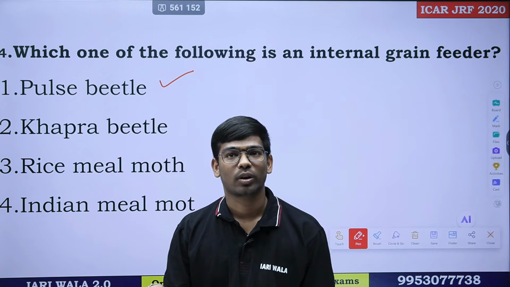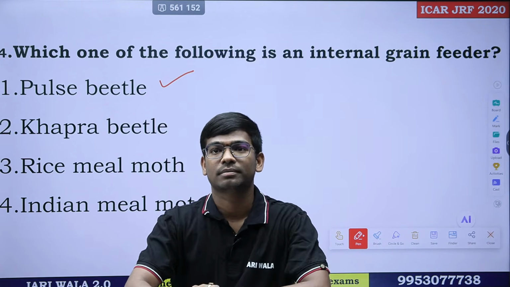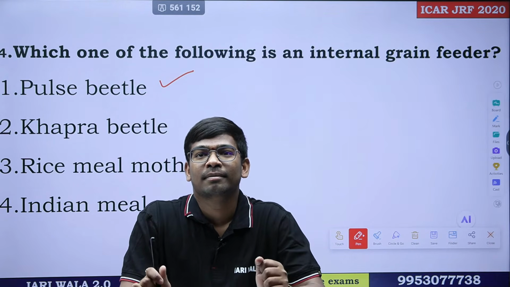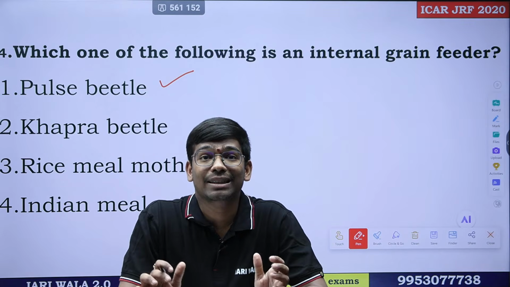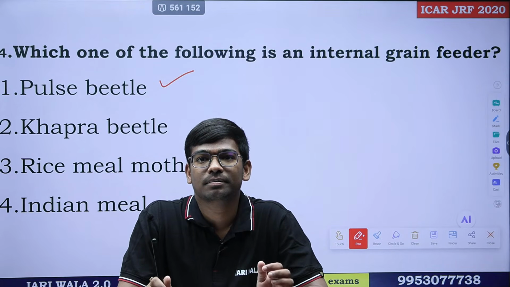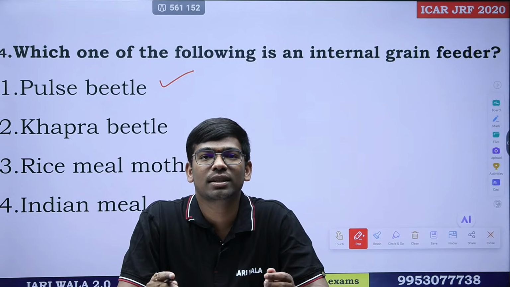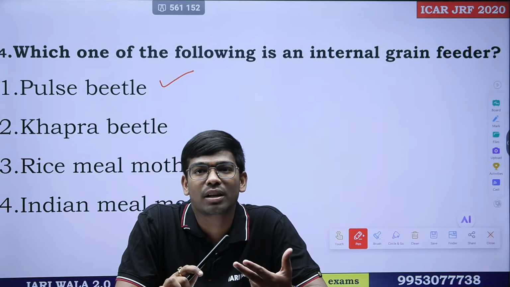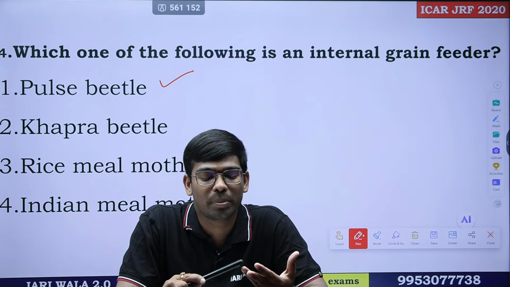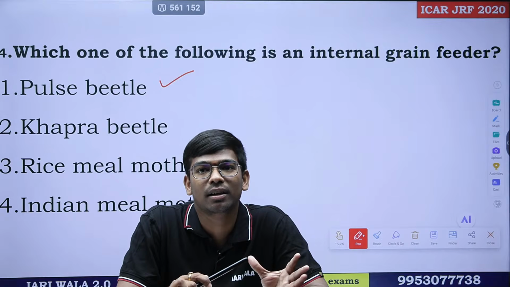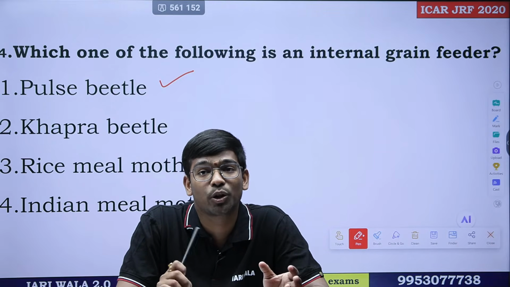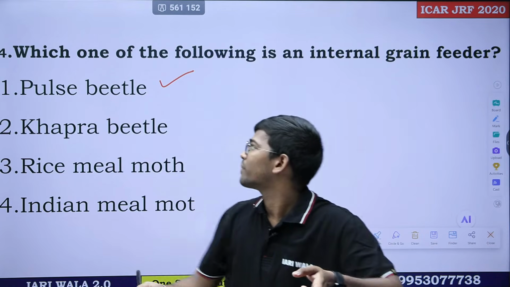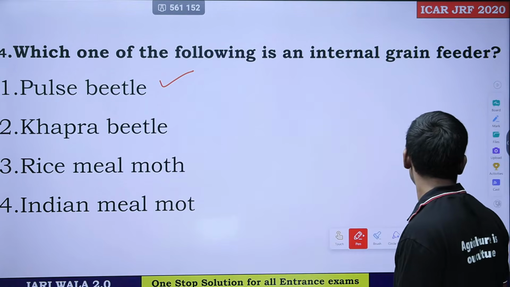Okay, so can anyone name them? What are the other internal feeders? Any few of them at least? So we were having like rice weevil, cigarette or tobacco beetle, drugstore beetle, pulse beetle, tamarind beetle, then Angoumois grain moth, potato tuber moth, lesser grain borer. So these are the rest 9 internal feeders apart from pulse beetle.